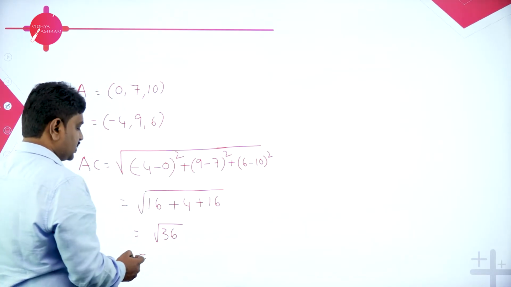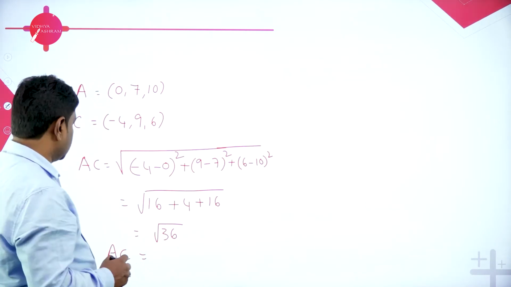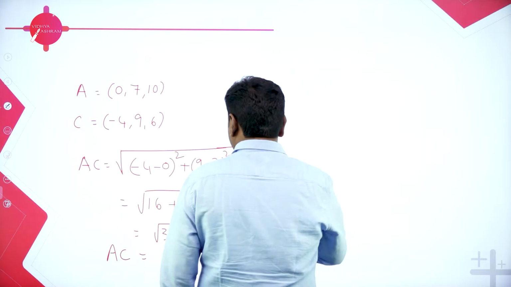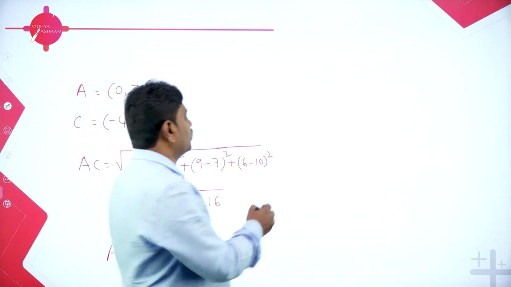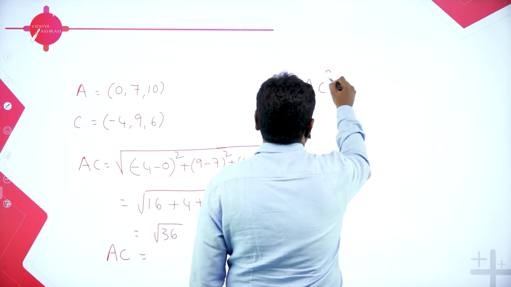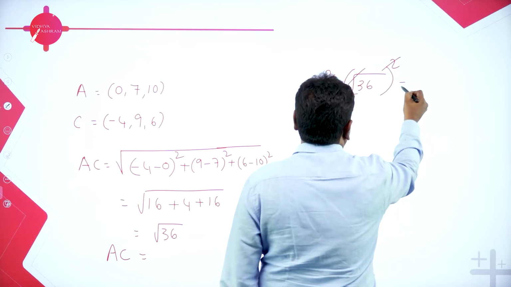So root 36 is a perfect square. Root 36 we got, let it be. Now dear students, longest side, so root 18 and root 36, which is greater? Root 36. So first we'll find AC square. AC square means root 36 the whole square, that will become 36.